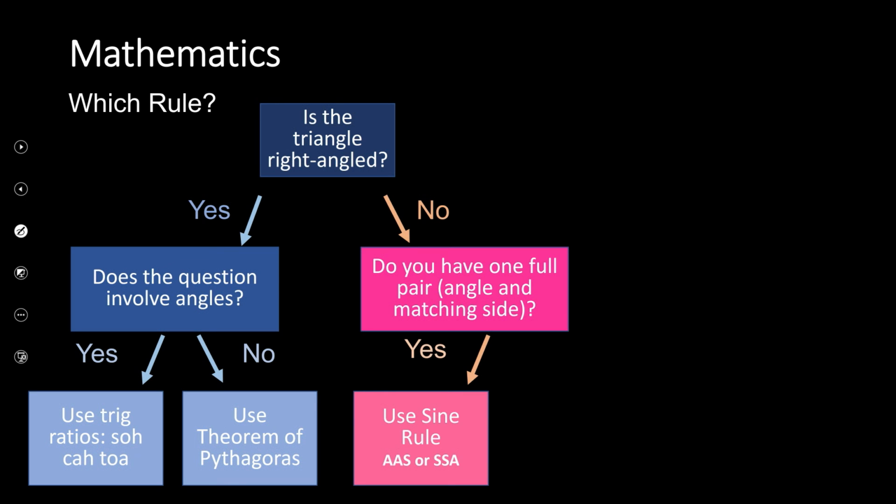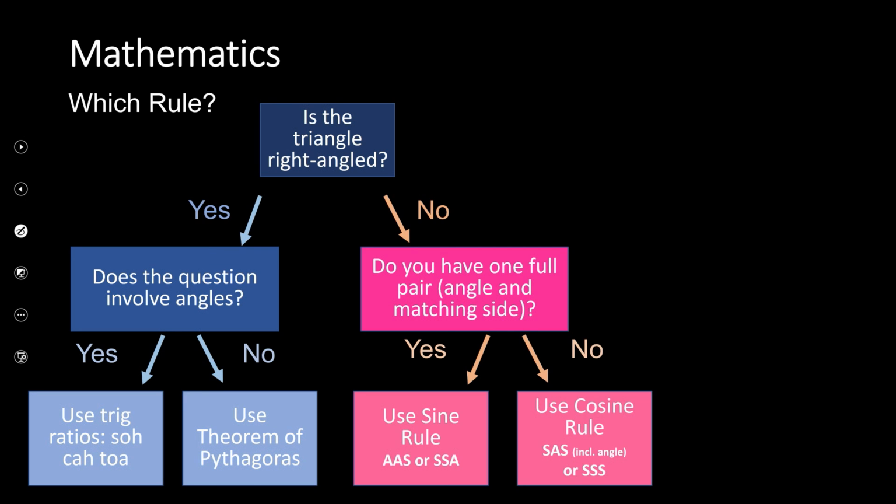And remember, the sine rule is used when I have angle, angle, side, or angle, side, angle. And lastly, if we don't have one full pair, then we know we can use the cos rule. And remember, for the cos rule, we need to have side, side, and an included angle, or we're going to have side, side, side.